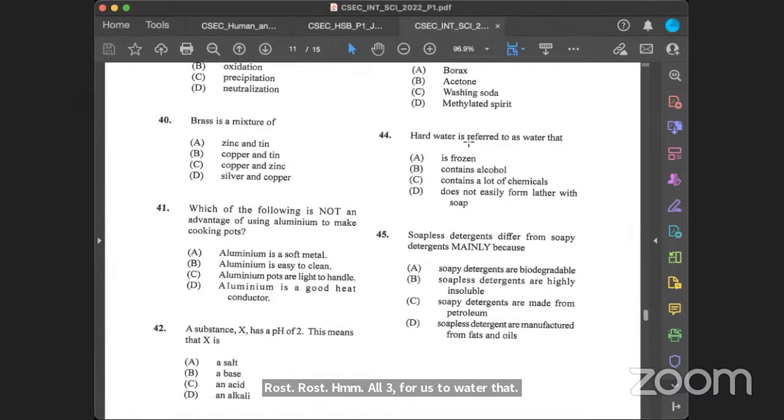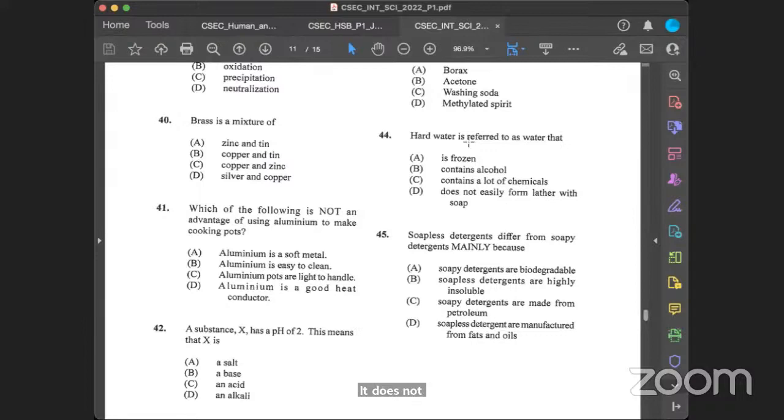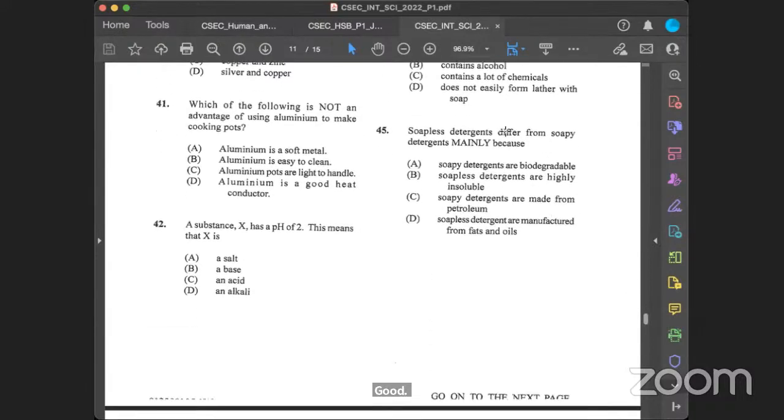Hard water refers to water that does not easily lather. These were my good students. Couple exams and they done already, bye. It's the easy answer. Hard water does not lather with soap. Sir D, yes. Does not lather with soap.